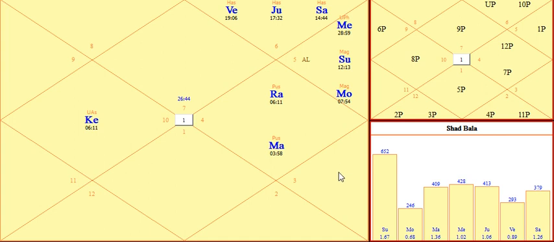9th pada. 9th house, Mercury is there. Mercury has gone 1, 2, 3. So always while counting how many places it has moved, you have to include the original house also. So 3 places. So count again 3: 1, 2, 3. So the 9th pada has gone to the first house.